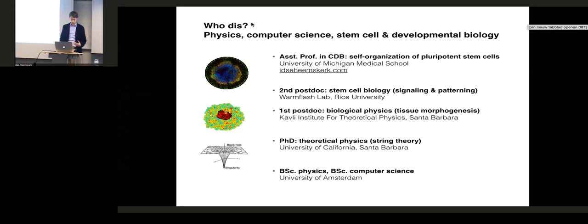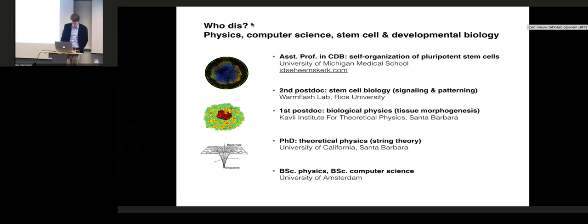But my formal education was actually in physics and computer science, and I did not start working on biology until I was a postdoc. So during my first postdoc, I worked basically on modeling and analysis tools of epithelial morphogenesis, and that's what I'll be talking about now. And then I did a few years of experimental work on cell signaling and patterning in pluripotent stem cells. And so now I'm bringing these two things together as a PI.